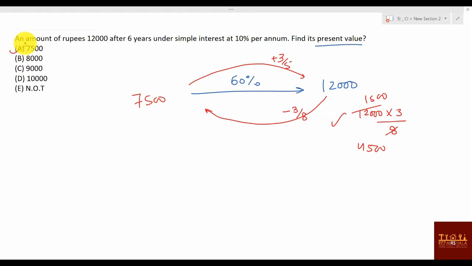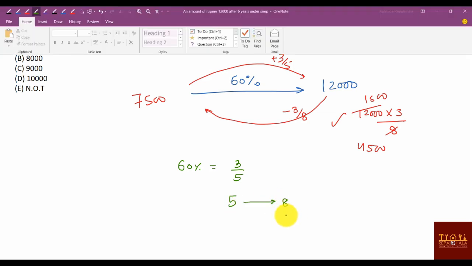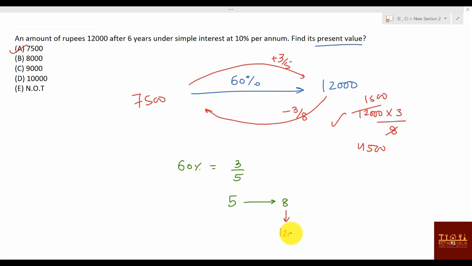One approach, another approach. Already I told you what you can do. 60% increase means 3 by 5, means 5 will become 8. 8 is given as 12,000. So one value is 1,500, right? So one value is 1,500. So 5 value will be 7,500.